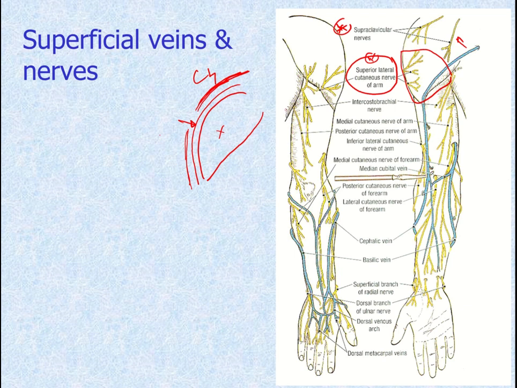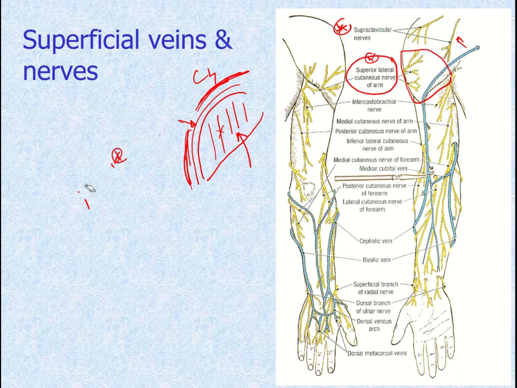Now this cutaneous nerve is a branch of the nerve called the axillary nerve. Axillary nerve is an important nerve in that area. It supplies this muscle. There are muscular branches and cutaneous branches, motor and sensory branches, of this nerve. So motor branches will supply the deltoid muscle, and the sensory cutaneous branches will supply the skin over the lower half of the deltoid muscle.